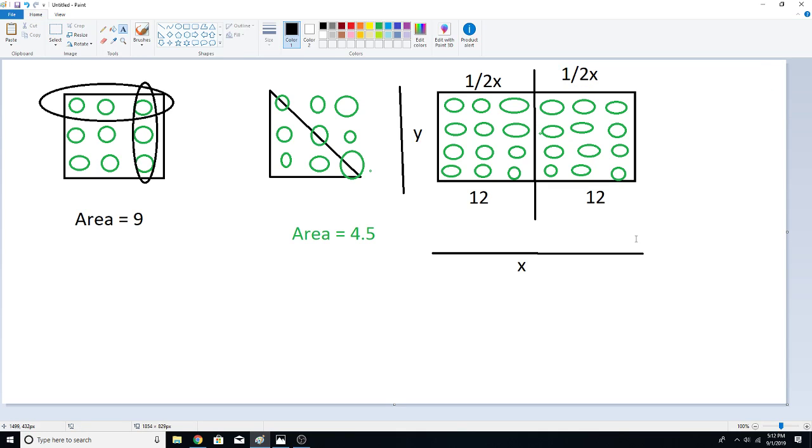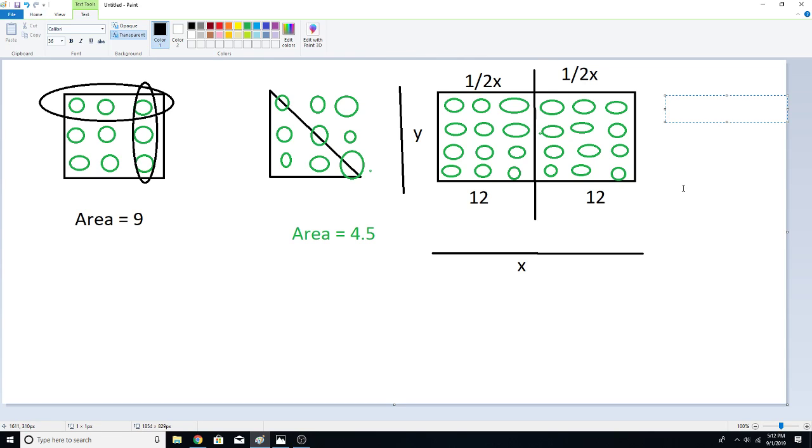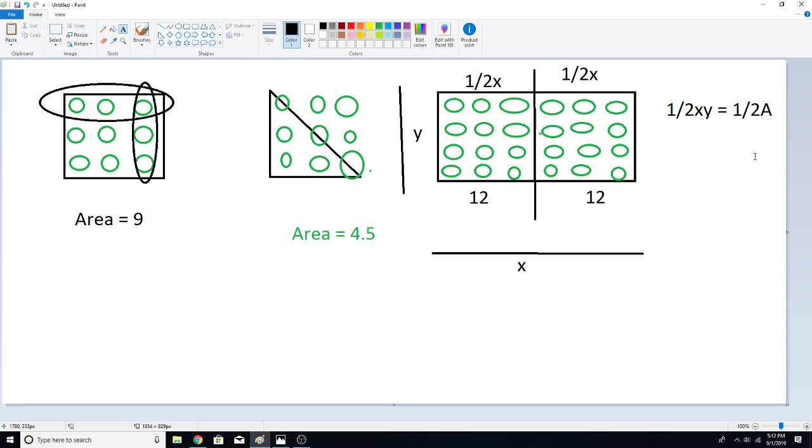And we know from our previous examples that if we multiply the number of chairs here by the number of chairs here, we get the area. So after we've halved the rectangle, if we do half of X multiplied by Y, that is the area of half of there. So half of the area of that full rectangle.